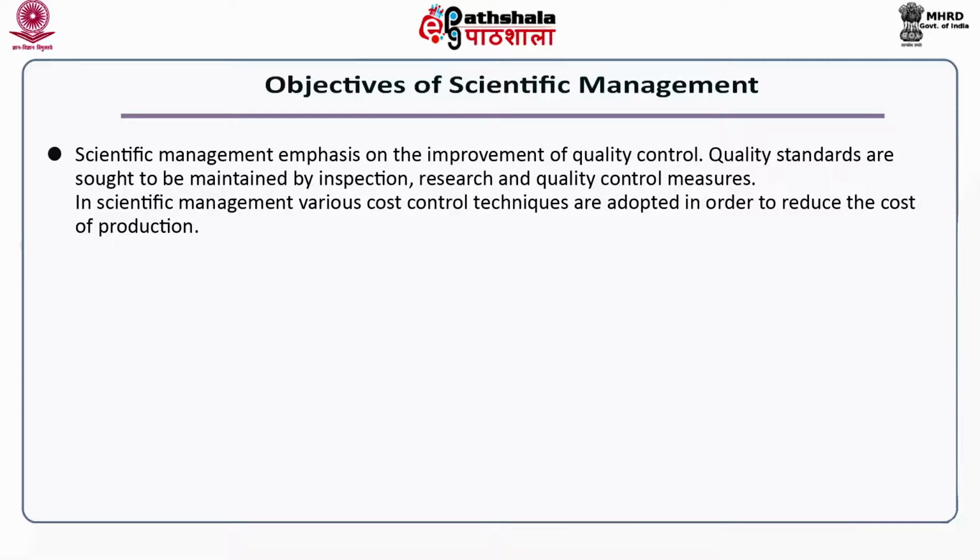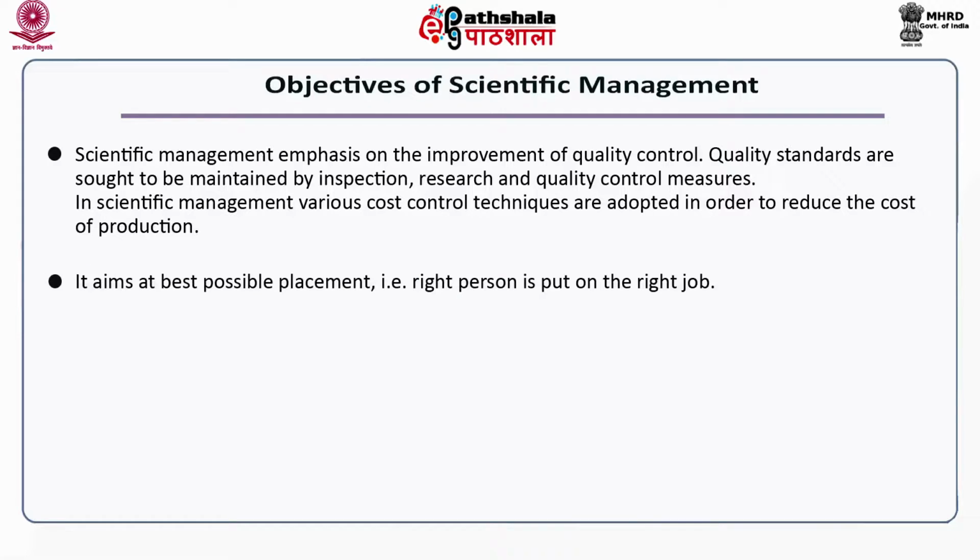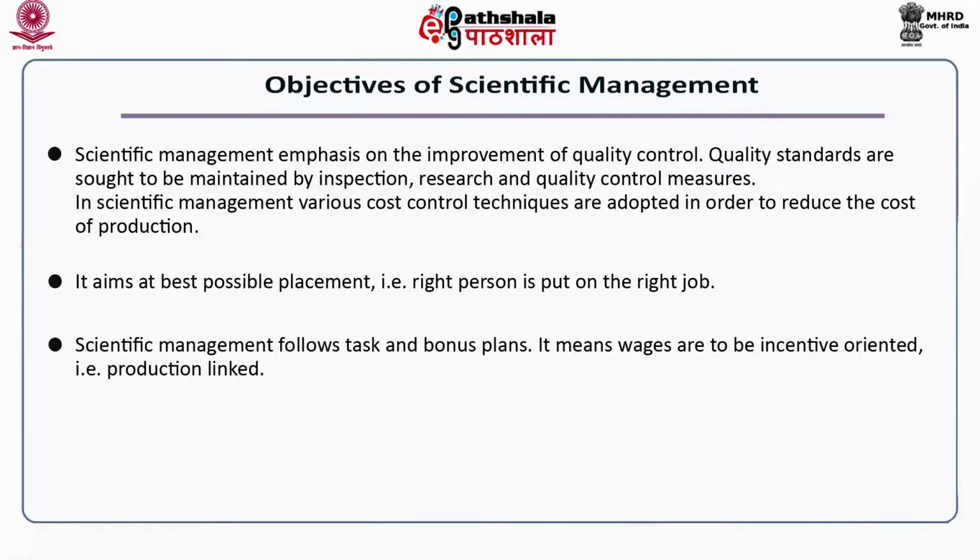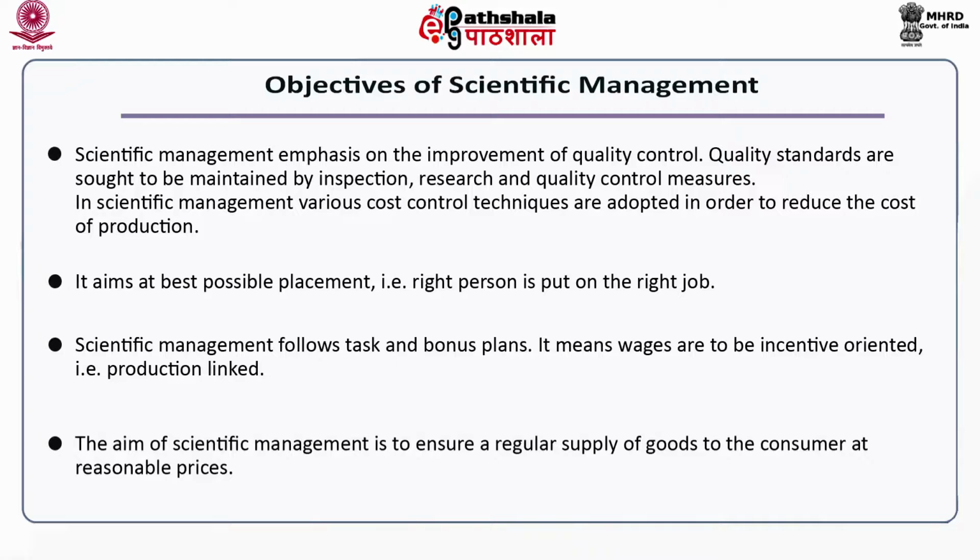In scientific management, various cost control techniques are adopted in order to reduce the cost of production. It aims at best possible placement, that is, the right person is put on the right job. Scientific management follows task and bonus plans. It means wages are to be incentive oriented, that is, production linked. The aim of scientific management is to ensure a regular supply of goods to the consumer at a reasonable price.